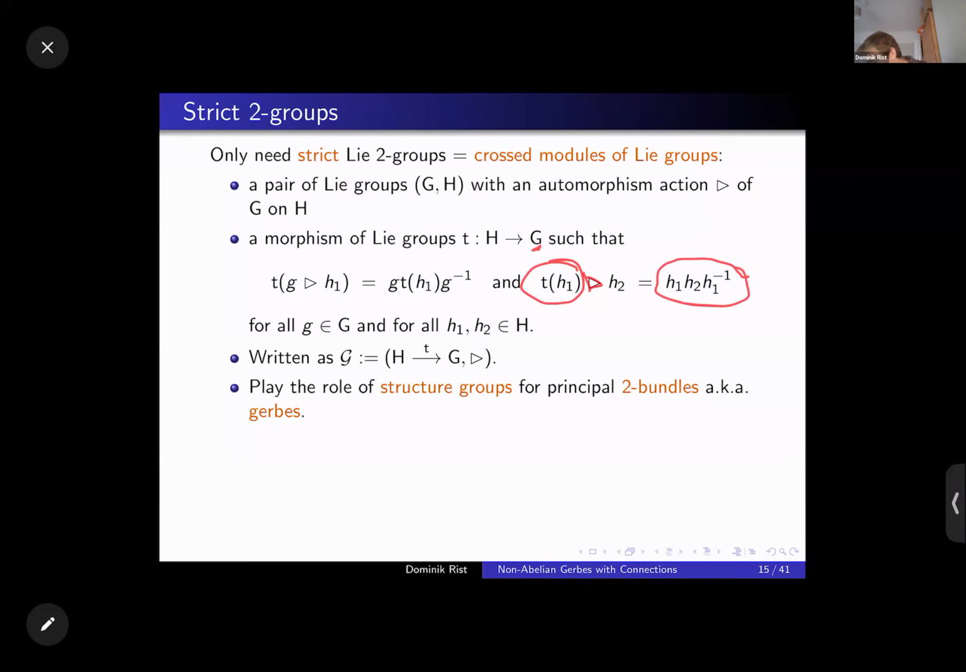B1 underlies an abelian gerbe. That is an example of a strict two group, because it can be shown that this has an underlying crossed module of Lie groups, which is just this one. So I take G to be the trivial group, the group containing only one, and U1 is my H, right? The map T is trivial. I just map the whole group to the identity, and the action is also trivial because I just act by the identity on the group U1. So this is precisely equivalent, I'm not going to be showing it here, but it's not difficult, to B1.